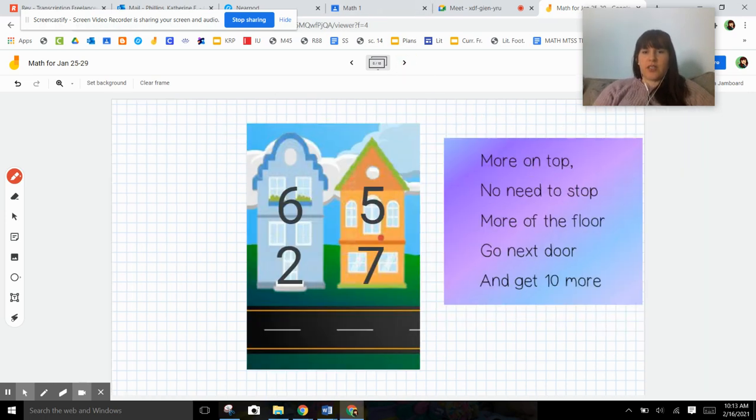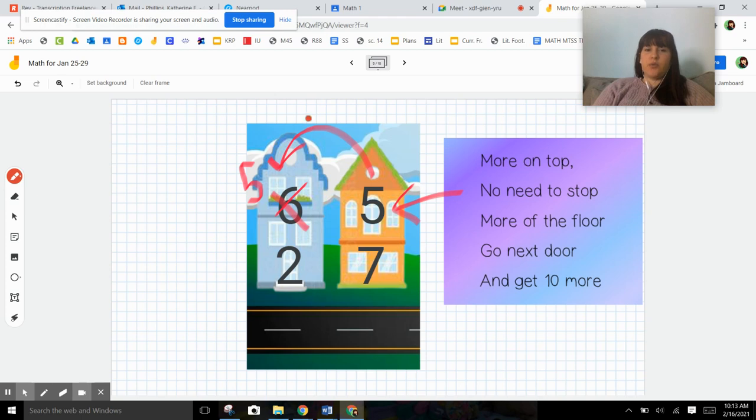All right, so more on top. No need to stop. There's not more on top. 5 is definitely less than 7. So there's more on the floor. So that means we have to go next door and grab 10 more. So we're going to grab a 10 stick from this 6. So there's not 6 10 sticks anymore. There's only 5. So we change that number to 5.